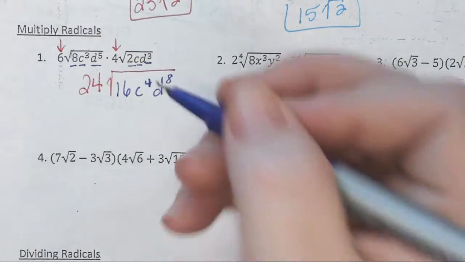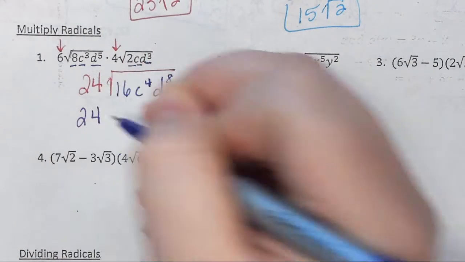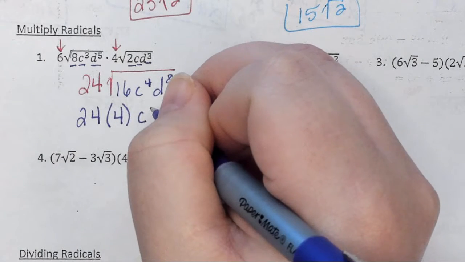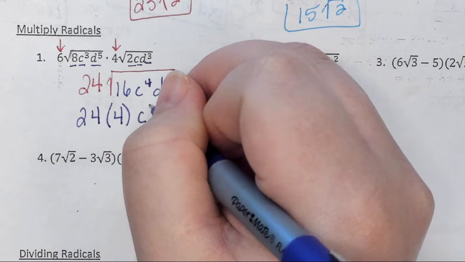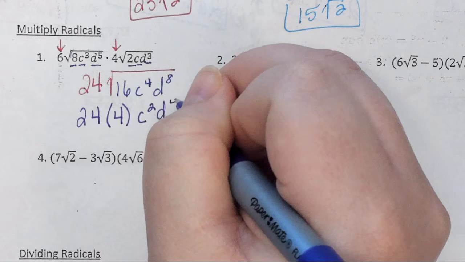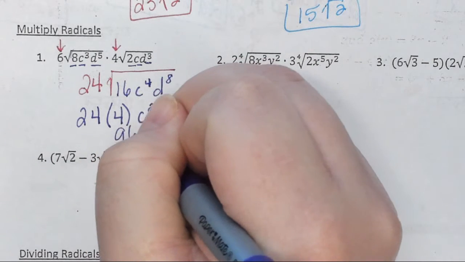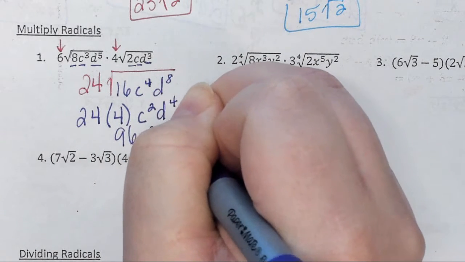Okay, but you and I both know we can reduce this. 24 is fine, but what is the square root of 16? Okay, and then it should be C to the what? And then D to the... Okay, and so my final answer is... And you can have your point, ma'am.